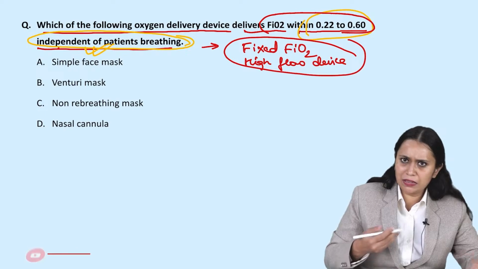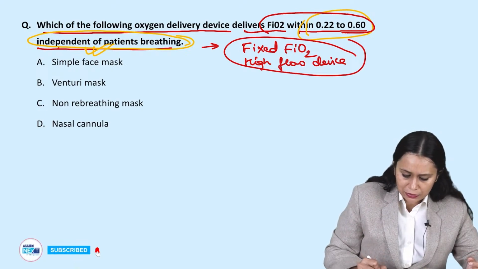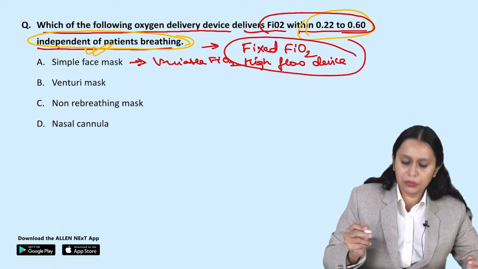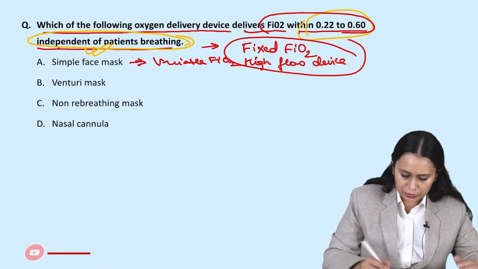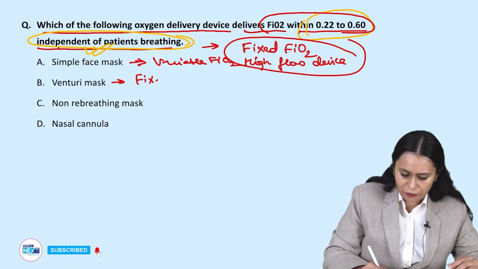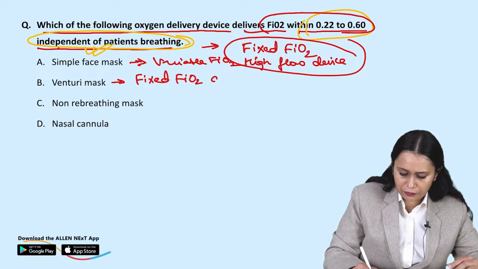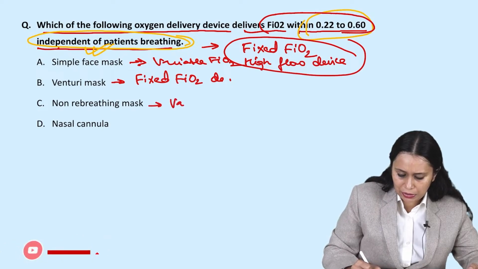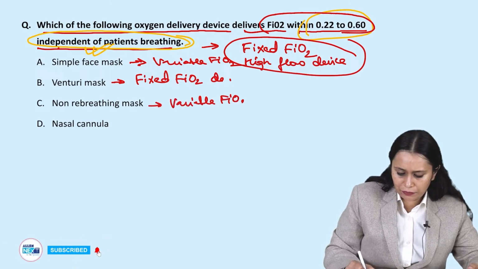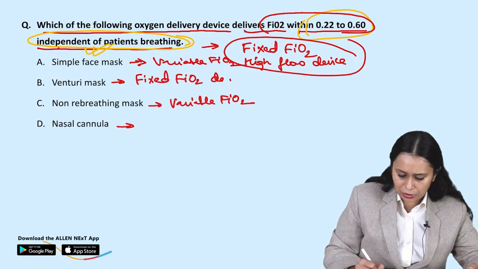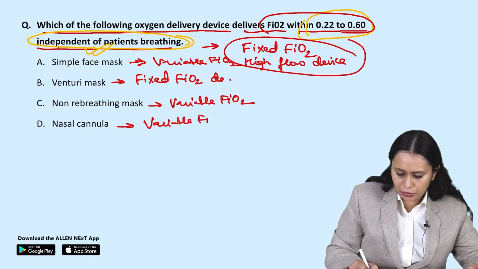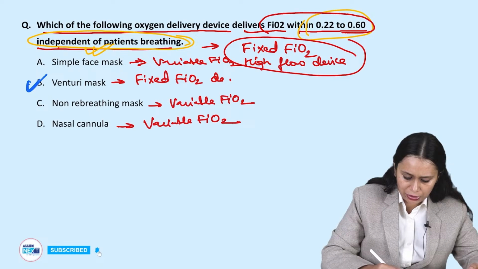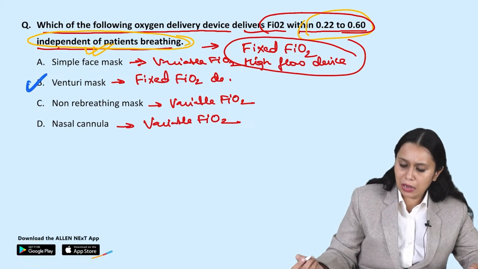If you see the options, it's a very simple question. Simple face mask is a variable FiO2 delivering device, not fixed FiO2; it is dependent on the patient's breathing pattern. Venturi mask is a fixed FiO2 delivering device. So it seems to be the answer, but let us see the other options. Non-rebreathing mask, again a variable FiO2 delivering device. Nasal cannula, the normal one, is a variable FiO2 delivering device. So what would be the answer? Very simple question. The answer would be Venturi mask. So: fixed FiO2 high flow devices.